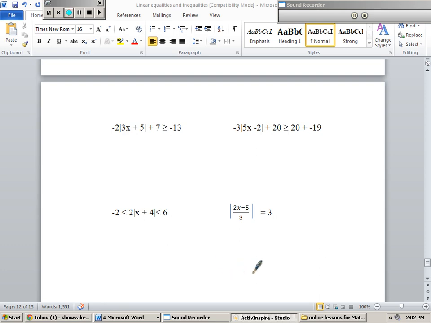2x minus 5 equals 9. Add 5. 2x equals 14. X is 7. 2x minus 5 equals negative 9. Add 5. 2x equals negative 4. X is negative 2. And if you really wanted to graph this, and see it's not an inequality sign, what you do is you go to negative 2 and put a dot, and you go to 7 and put a dot. You just don't color, because it doesn't color if it's an equality.